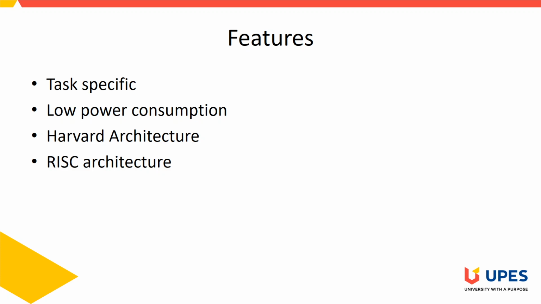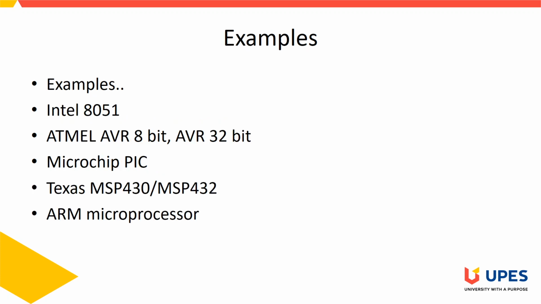It follows the Harvard architecture because most embedded systems require Harvard architecture. That means we have a separate data memory and program memory. RISC architecture: most embedded processors use or follow RISC architecture for better efficiency. There might be some exceptions, but in general, they follow the Harvard architecture as well as RISC architecture.